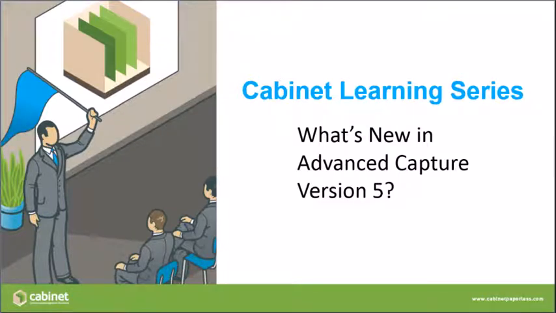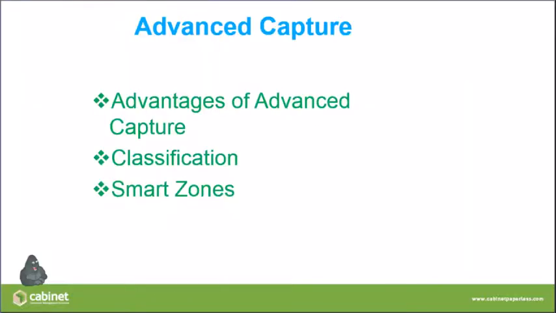In this video, we're going to be going over what's new in Advanced Capture version 5. First thing we're going to be going over are some of the advantages of Advanced Capture. We're going to go over a general overview of what Advanced Capture is for those of you that don't really know what it does already. And then once we go over the basics, we're going to talk about two of the new features in Advanced Capture version 5, those being classification and smart zones.